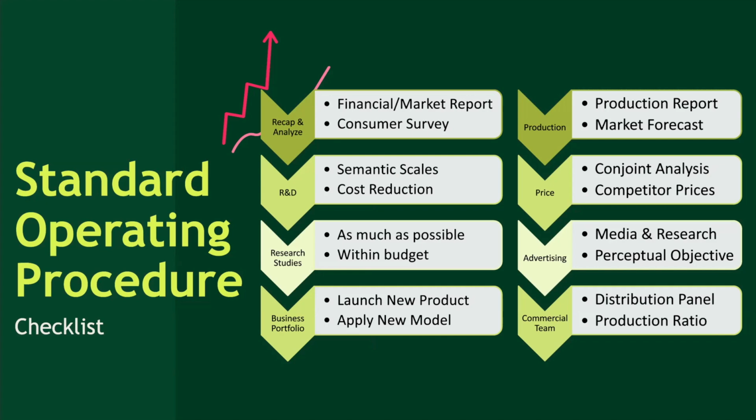After that, we need to set our perceptual objective, which helps the consumer better perceive our product, especially when we launch a new model. Last, we need to allocate the proper number of salespeople to the commercial team. We need to decide on the number of salespeople based on the stats on the distribution panel and the production ratio.